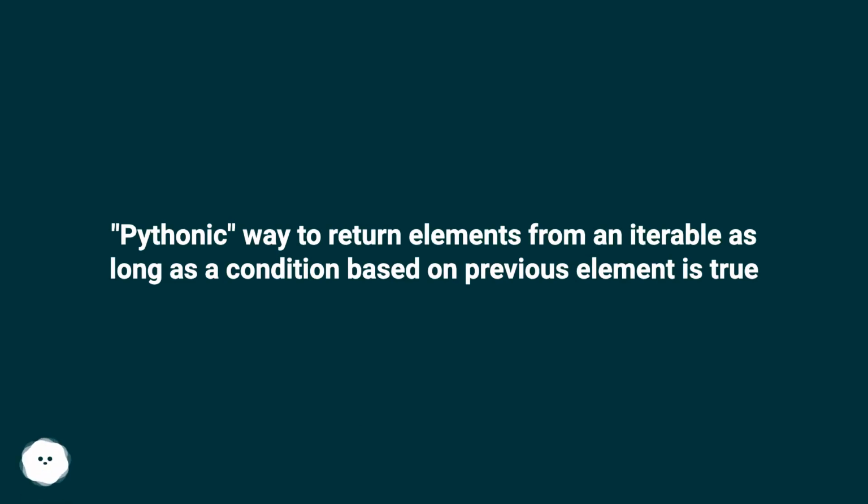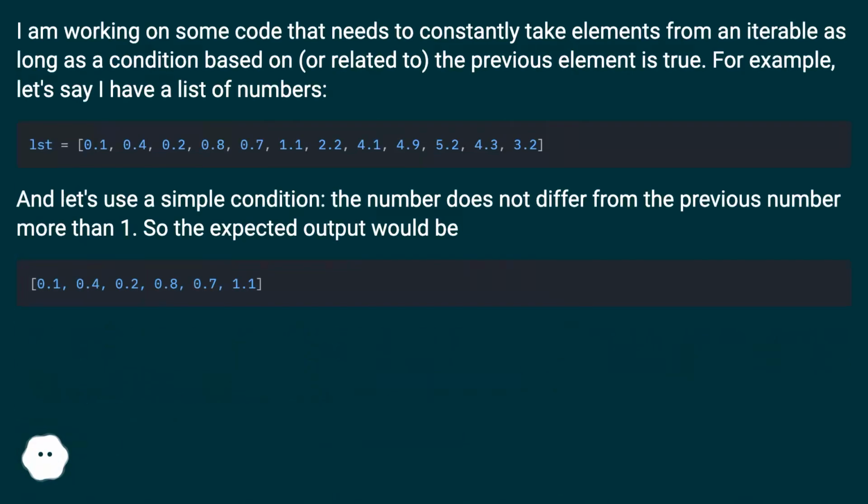Pythonic way to return elements from an iterable as long as a condition based on previous element is true. I am working on some code that needs to constantly take elements from an iterable as long as a condition based on, or related to, the previous element is true.